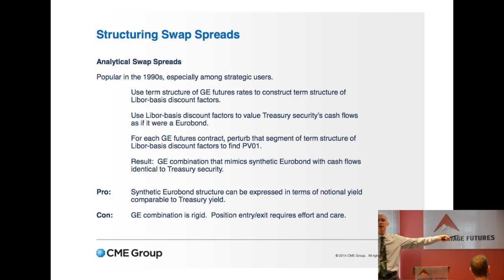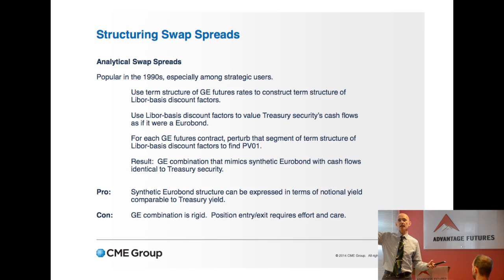What's nice about this approach is it's unique in the sense that you get a future structure that implies a yield to maturity that bumps up very cleanly against the treasury yield. What you've done is to use a bunch of futures to create a synthetic Eurobond. And you can actually talk about yield spreads in ways that make sense. The disadvantage is that it's rigid, it's kind of unforgiving. You'll see in a moment, I'll show you.